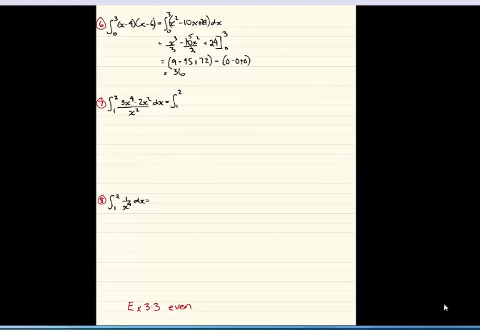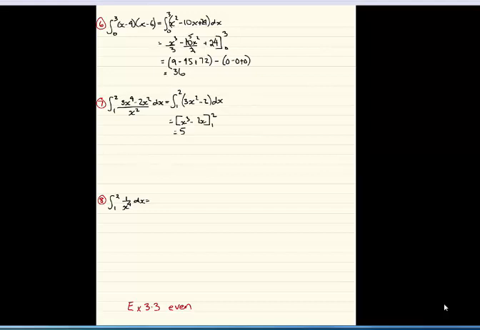When I start cancelling out, 3x to the power of 4 over x squared is just 3x squared. And minus 2x squared over x squared is just minus 2. So cancelling out makes this one very simple. Okay, so we end up with x cubed minus 2x going from 1 to 2. And so when you substitute in, you end up with an answer of 5.